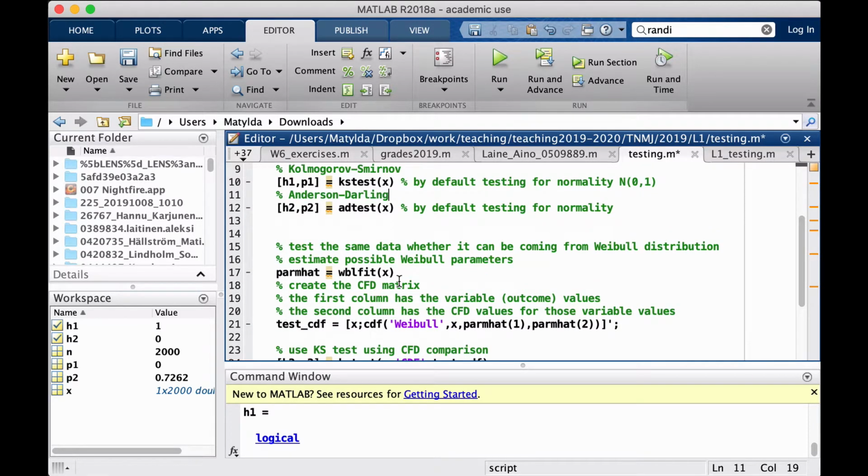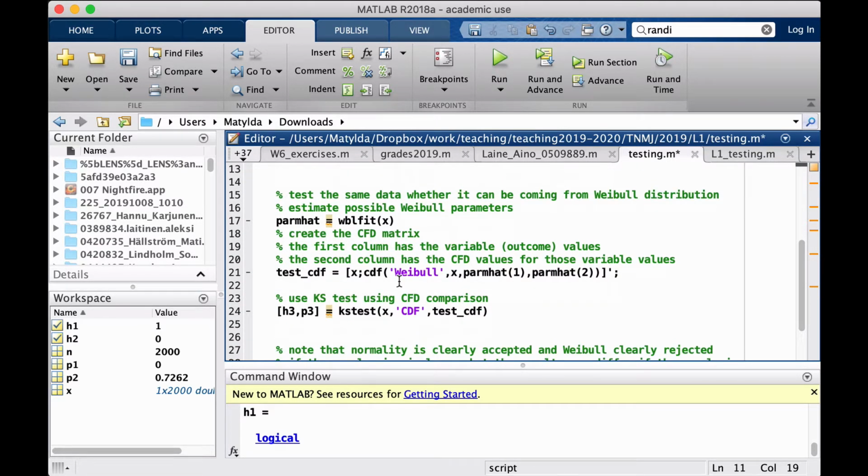But of course, sometimes you may want to test for other than normal distribution, and you can also do it using those two tests. So for instance, I would like to check if the data I have generated is actually coming from Weibull distribution. So what I can do, I can get the estimates of Weibull parameters from my data. So I use it using this Weibull fit function. There are many of these kind of fit functions for other distributions. You can look them up from help.